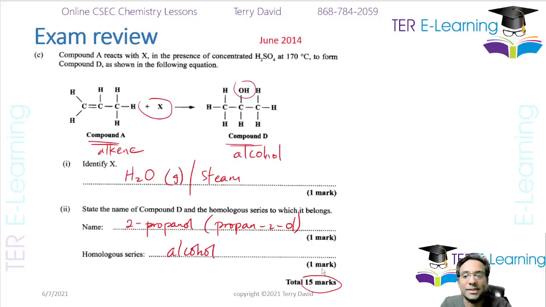15 marks. So each of the questions in the paper is going to be worth 15 marks, guys, right? So like I said, you're going to get 2 questions concerning organic chemistry. At least that's how it's been over the past few years, right?